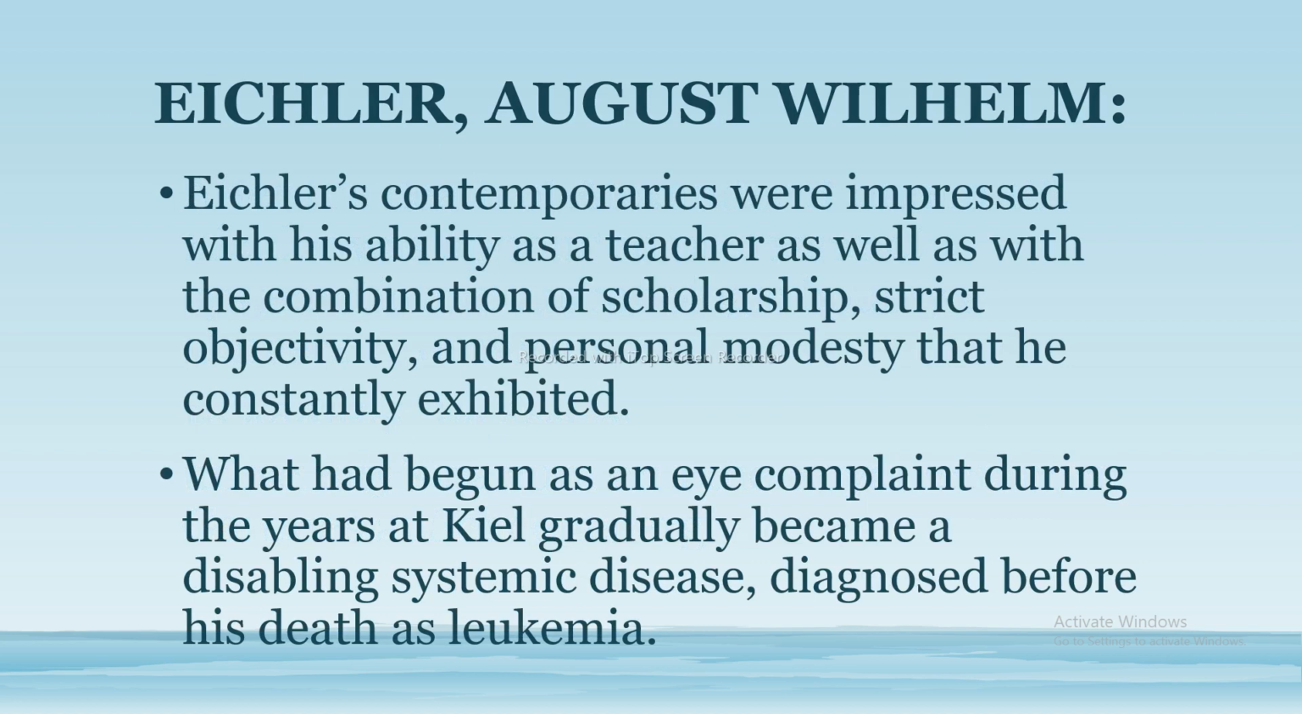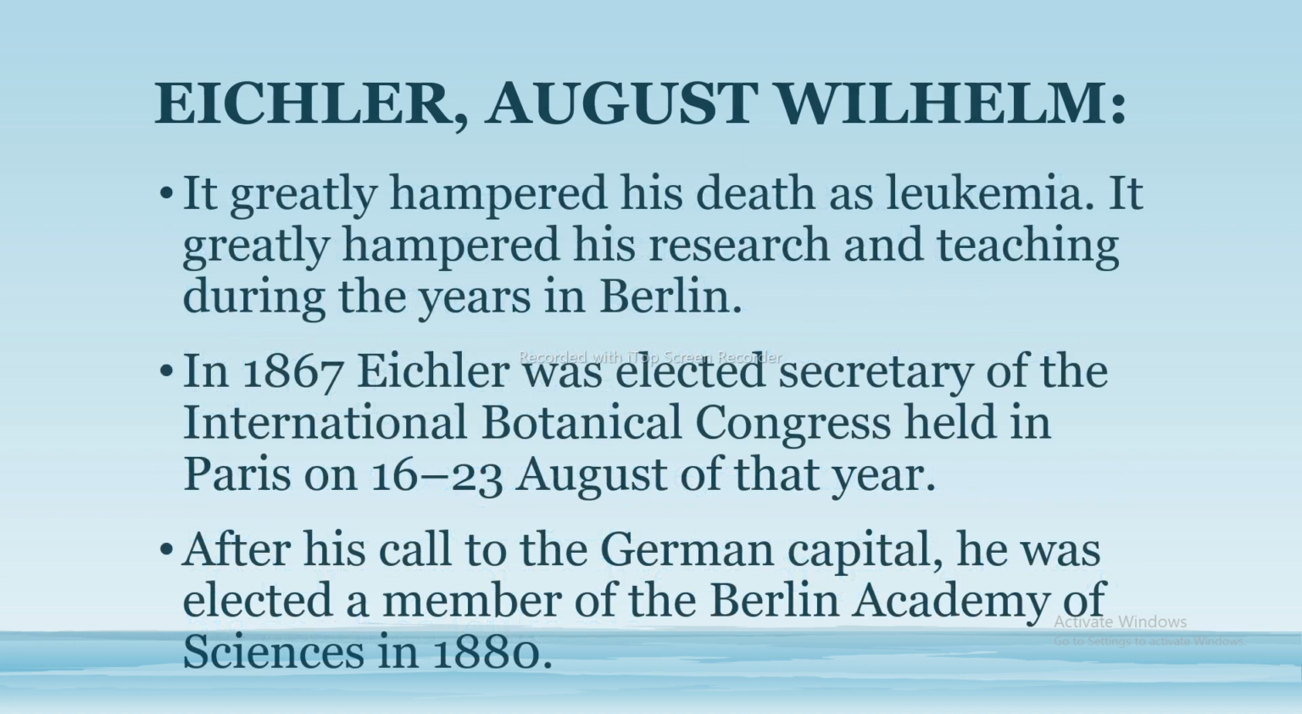Eichler's contemporaries were impressed with his ability as a teacher as well as with the combination of scholarship, strict objectivity, and personal modesty that he constantly exhibited. What had begun as an eye complaint during the years at Kiel gradually became a disabling systemic disease, diagnosed before his death as leukemia. It greatly hampered his research and teaching during the years in Berlin.